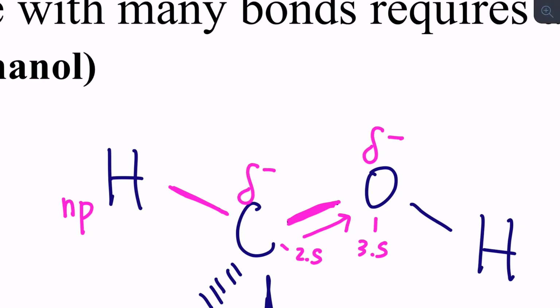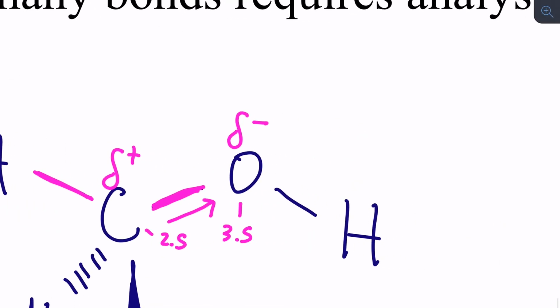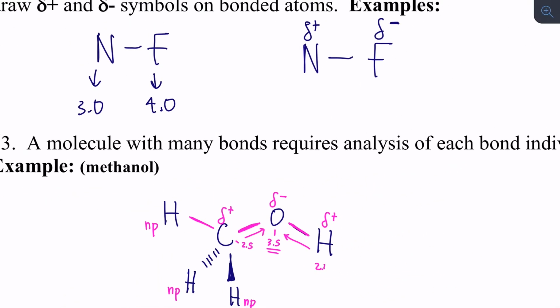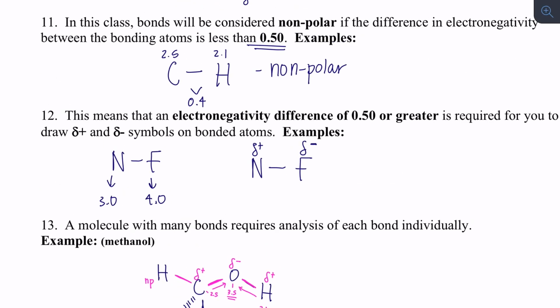And lastly, we look at this bond between oxygen and hydrogen. Again, we've got 3.5 and 2.1. That is larger than a 0.5 difference, and the electrons are going to go towards the bigger number, so they're going to go this way, giving our hydrogen a delta plus charge. And that is how we look at that.